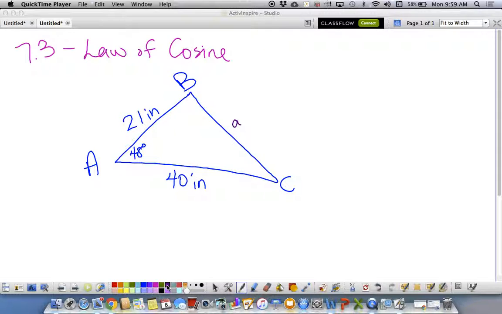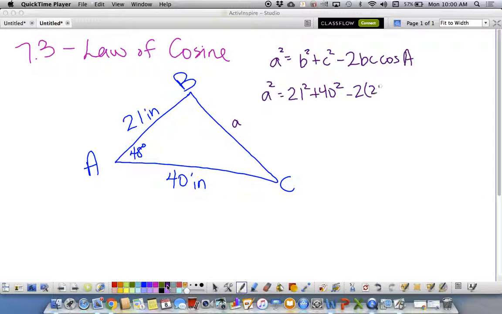So in this one, we're going to use a little a. So a squared equals b squared plus c squared minus 2bc cosine. There's a formula. So when we plug things in, a squared equals 21 squared plus 40 squared minus 2 times 21 times 40 times cosine of the 48 degree angle. Remember, they should all be in degree mode.